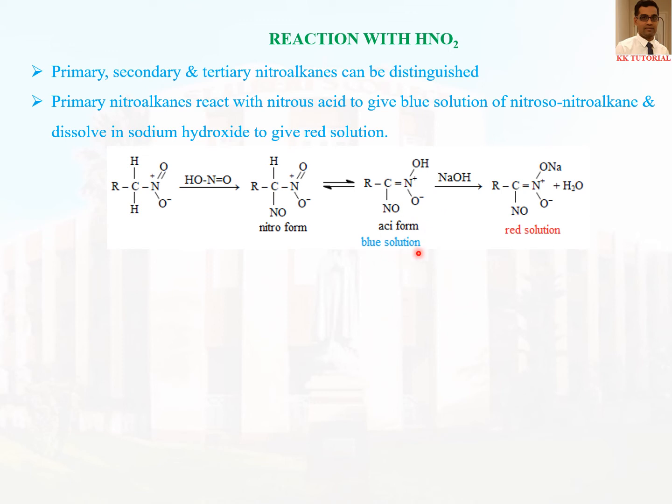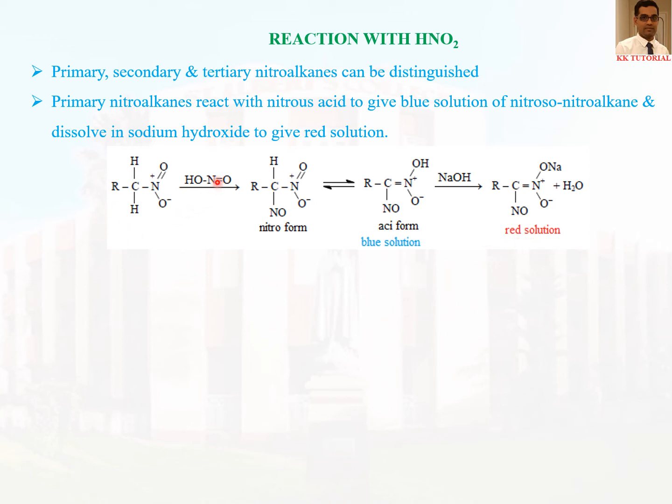And that blue solution of aciform of this compound will react with NaOH. So we take this H plus to form H2O. OH and H will react to form H2O and Na comes here, ONa. So red solution of the salt is formed. This is why a red solution is formed.